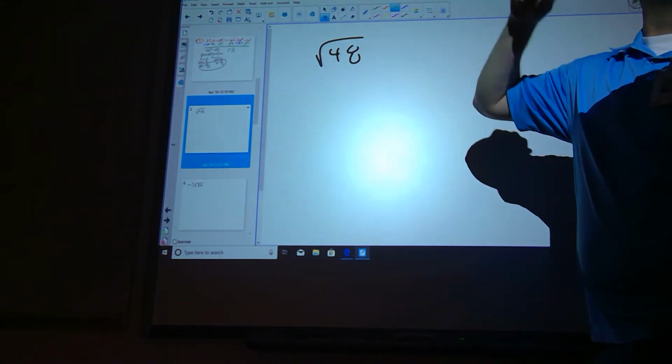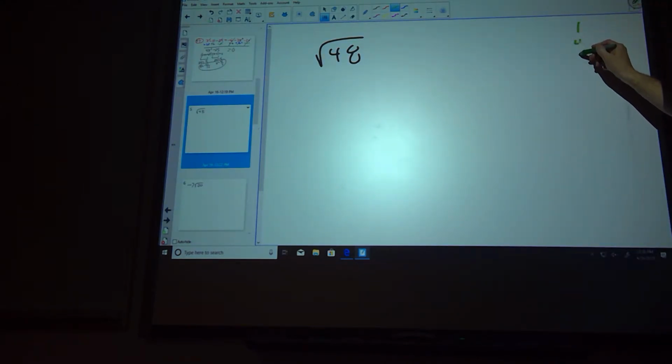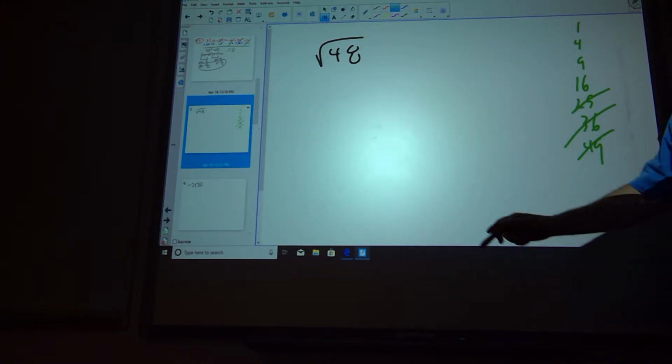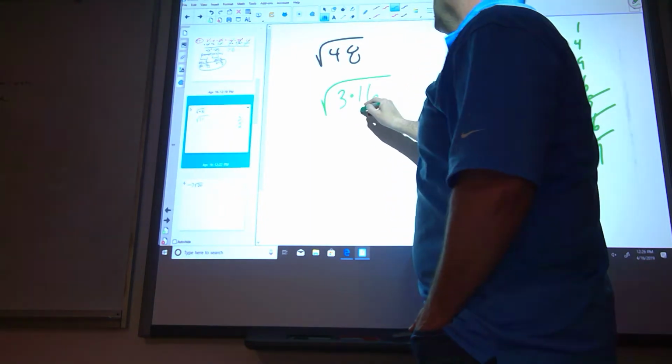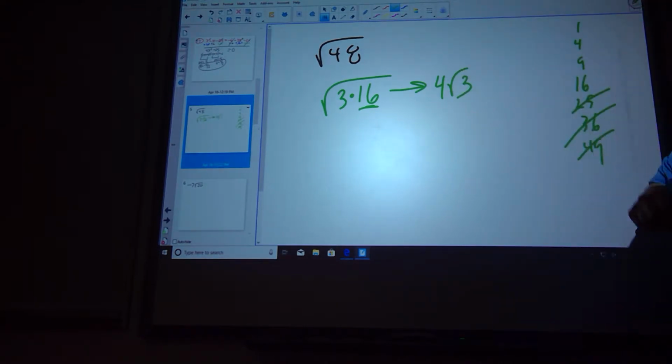All right, let's work it out real quick. So, what do we have to do on this one? Those of you who got it right, what do we have to do? We have to think about our perfect squares, right? 1, 4, 9, 16, 25, 36, 49. Okay, it keeps going. You're not going to use 49, not going to use 36, not going to use 25. Does 16 work? Yeah, 16 times 3, right? So you're going to go 3 times 16. Square root of 16 is 4. So I get 4 square root 3. Ready for the next?